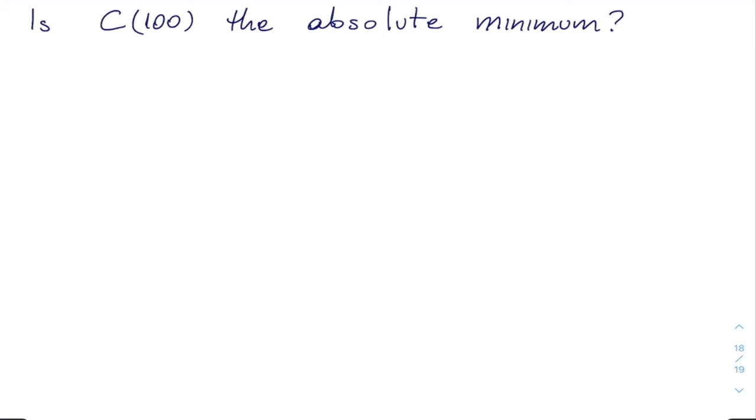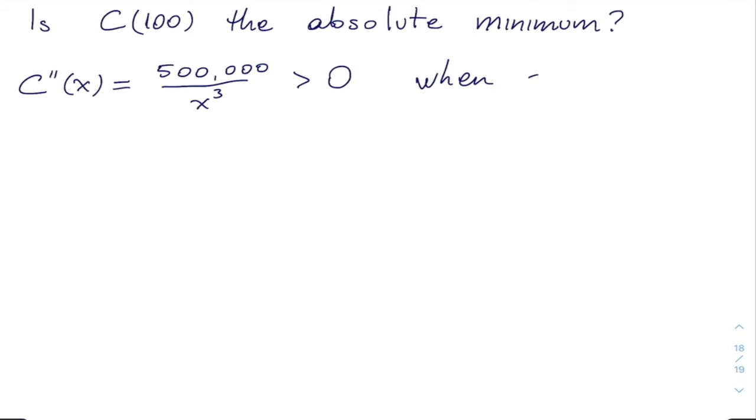Now to do so, we will use the second derivative test to check that it's a relative minimum, and we hope to see if the second derivative tells us more information about the function. So the second derivative of this function is equal to 500,000 divided by x cubed. And notice that this is positive when x is positive.